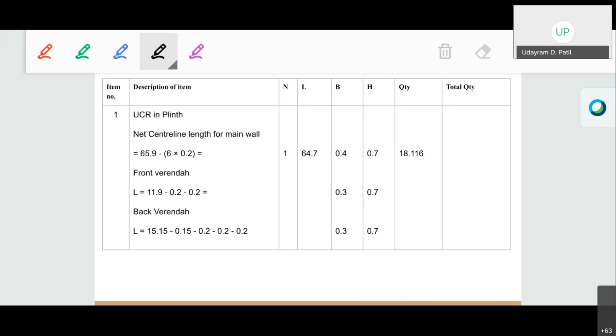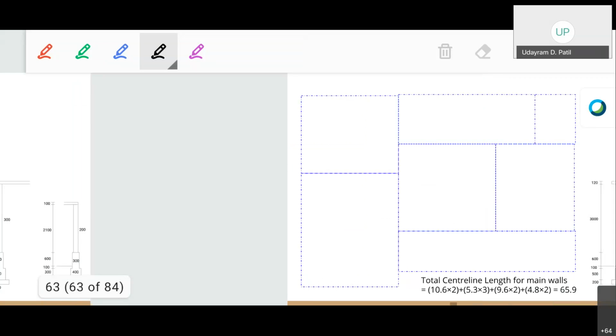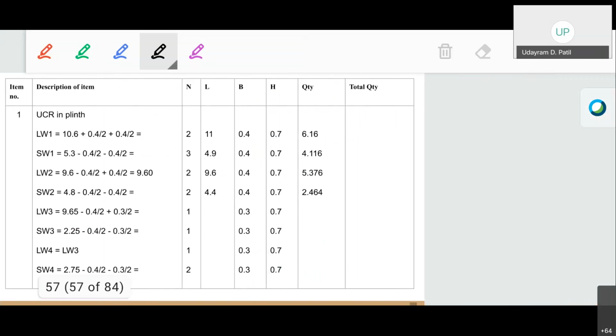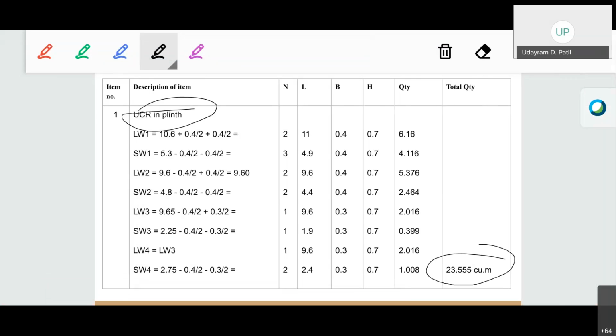Again, the UCR in plinth quantity, as per the calculation. For the UCR in plinth, the quantity as per the long wall short wall method was 23.555. Now calculate according to the center line method. It should be almost the same or differ slightly. Okay, I think it's the same. Yes, the quantity is 23.555.